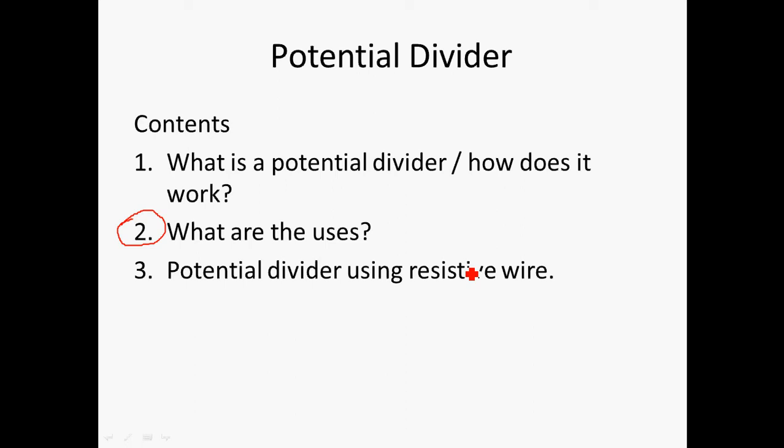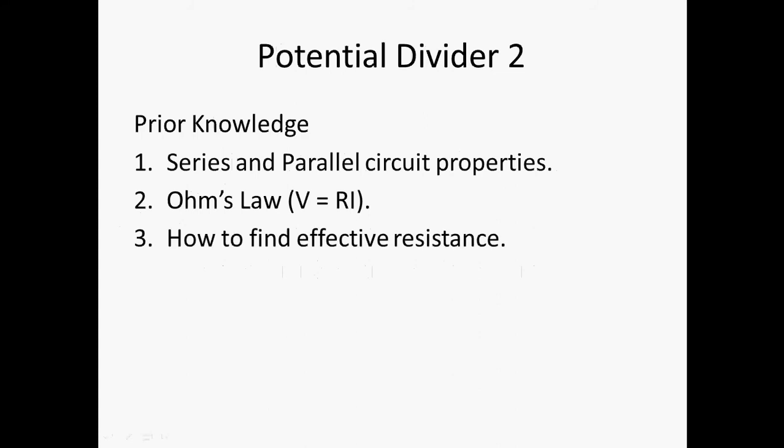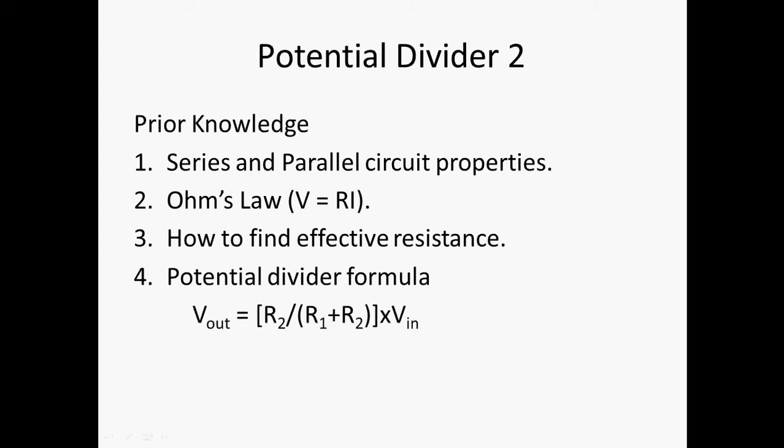Alright, so first of all, prior knowledge again. We need to know these three things already: the series parallel circuit, Ohm's law, and the effective resistance. This has already been covered in the previous video. And of course in the previous video we learned a new formula, which is the potential divider formula: V out equals R2 over R1 plus R2 times V in. Nothing special about this, just the ratio of the resistors. And now let's move on.